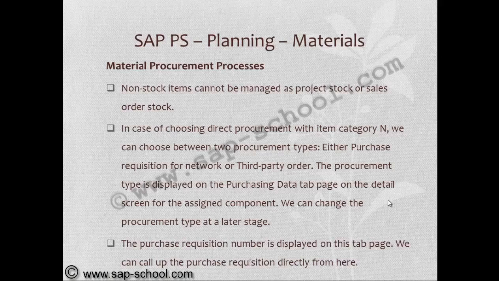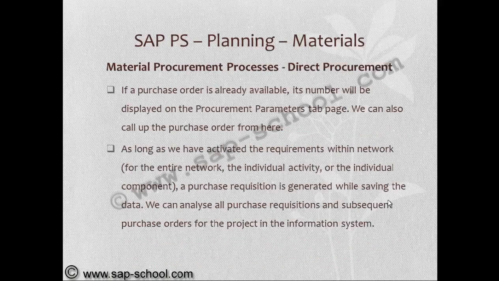The purchase requisition number is displayed on this tab page. We can call up the purchase requisition directly from here. If a purchase order is already available, its number will be displayed on the procurement parameters tab page. We can also call up the purchase order from here.